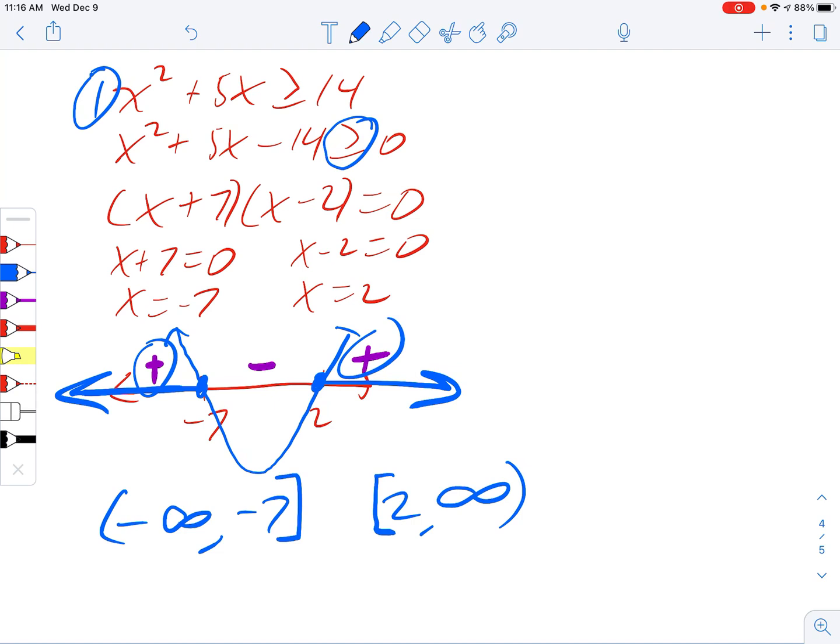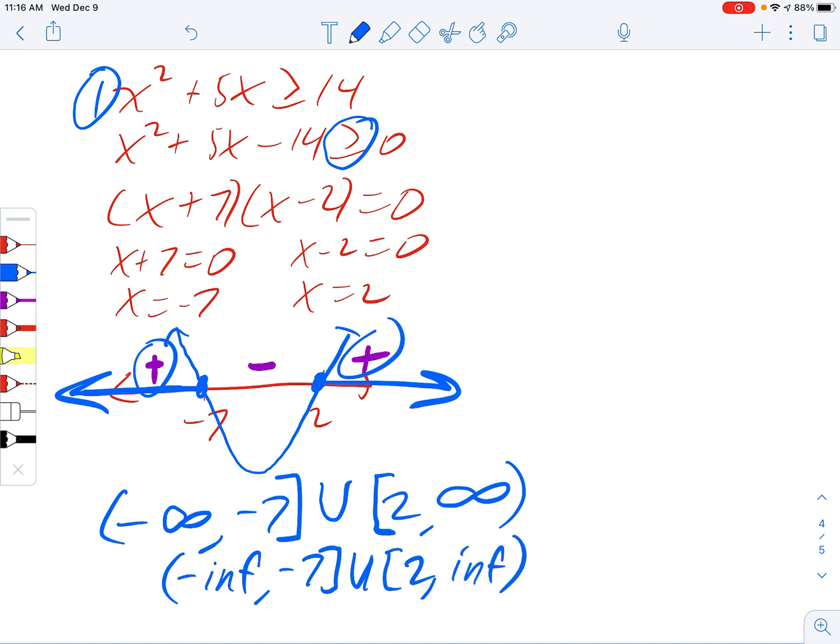And then we join those two intervals together with the union symbol, which looks just like a capital U. In Canvas, the way you're going to type this, hopefully you saw this already: -inf to -7, square bracket, capital U, square bracket, 2, inf, paren, with no spaces.